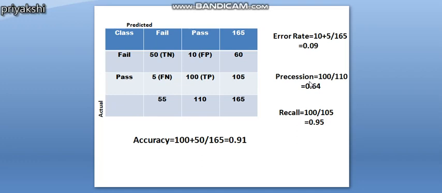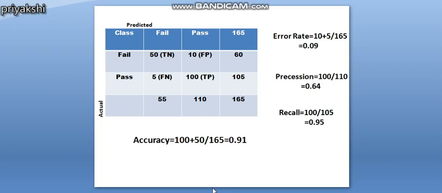if you see, precision is calculated as true positive divided by true positive plus false positive. So true positive is 100 and false positive is 10, so it will be 100 divided by 110. And in case of recall, true positive is 100 and false negative is 5, so 100 plus 5 is 105 divided. So this is how different performance measures can be calculated from the confusion matrix.